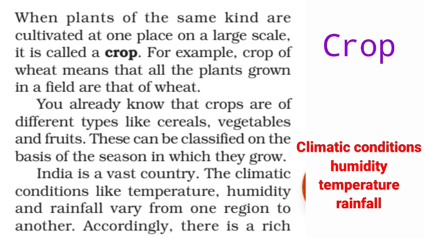You already know that crops are of different types like cereals, vegetables, and fruits. These can be classified on the basis of the season in which they grow. We know the seasons: rainy season, winter season, and summer season. These three seasons influence the growth of different types of plants. And India is a vast country. The climatic conditions like temperature, humidity, and rainfall vary from one region to another.